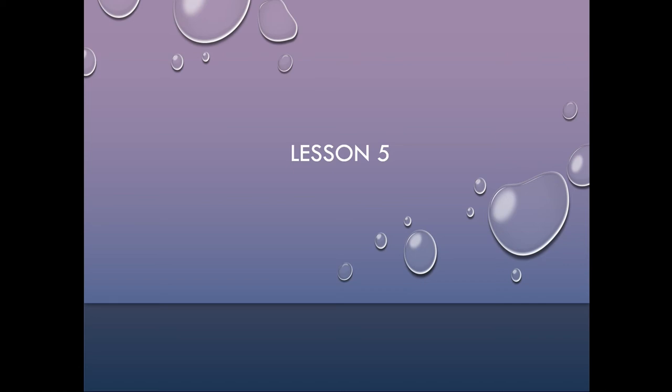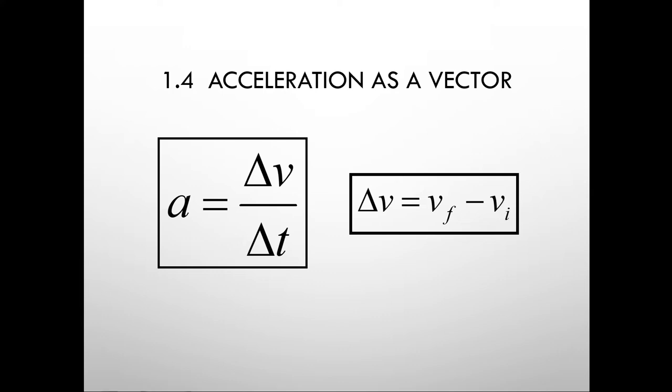This is Physics 30, Chapter 1, Lesson 5. Today we're talking about acceleration vectors. So we've previously covered displacement vectors, we've talked about velocity vectors, and now we're going to cover acceleration vectors. We already know that acceleration is the change in velocity over change in time, and we can further define change in velocity as final velocity minus initial velocity.